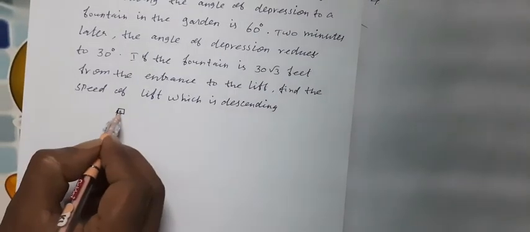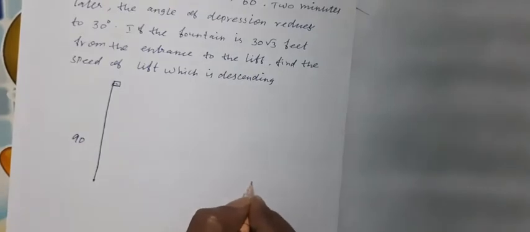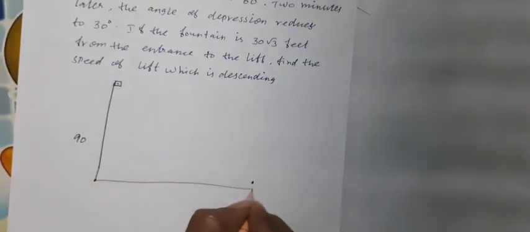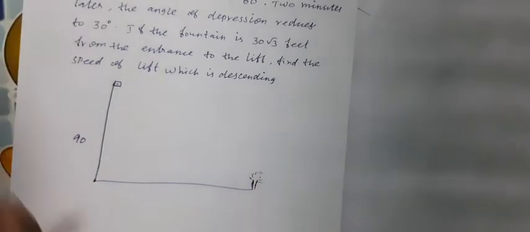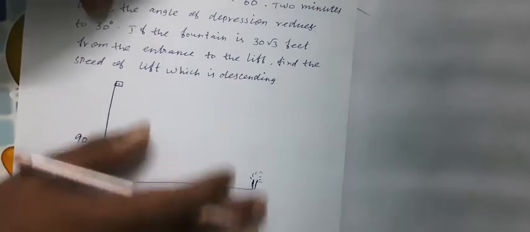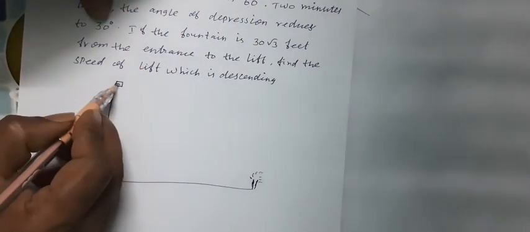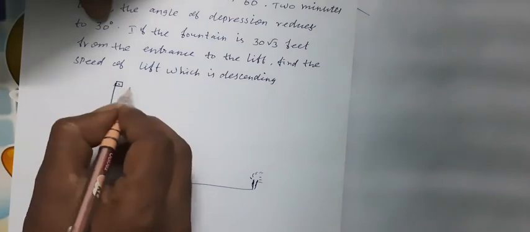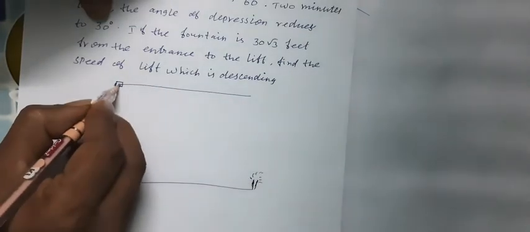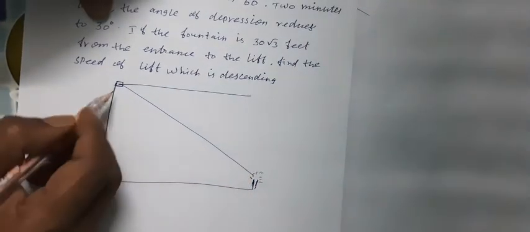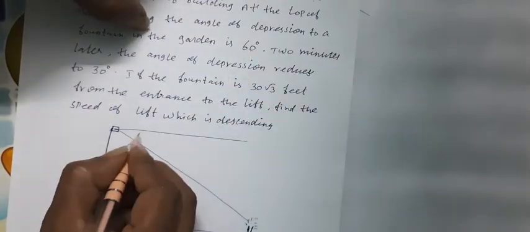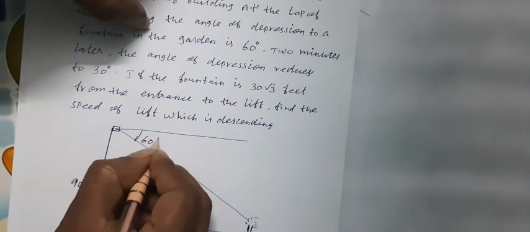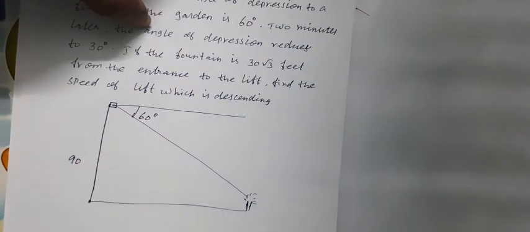Now the lift is there, and the fountain is on the ground. So we can take the fountain like that, a fountain on the ground. So the angle of depression from the top of the lift to the fountain, this is the eye level line. They have given 60 degree, so we can take it as 60 degree.